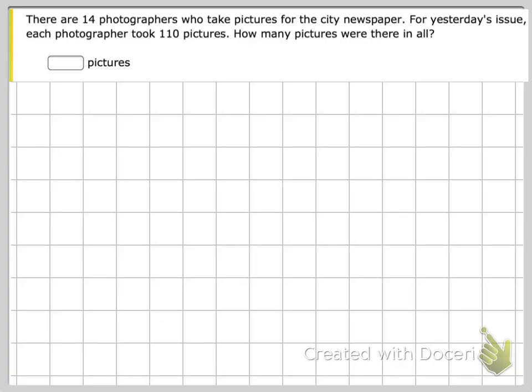Can I use graph paper to kind of help us? There are 14 photographers who take pictures for the city newspaper. For yesterday's issue, each photographer took 110 pictures. How many pictures were there in all? Each photographer took 110, so 110 groups of 14. This is number 2, so all I've got to do is 110 times 14.